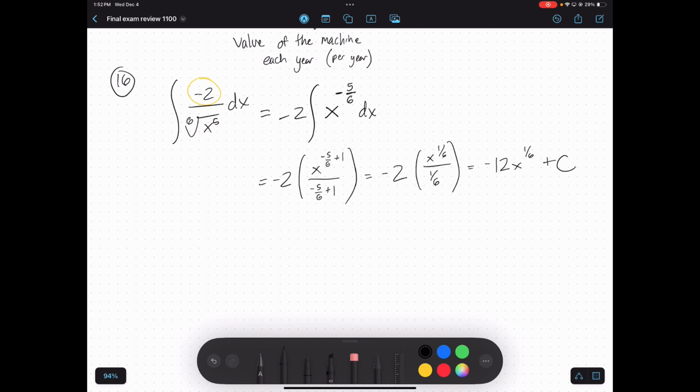How do I know that I need the plus c? Because we don't have constraints. There's no bounds. This is an indefinite integral. So if there's no bounds, you need to make sure and have a plus c at the end. Okay, very nice.